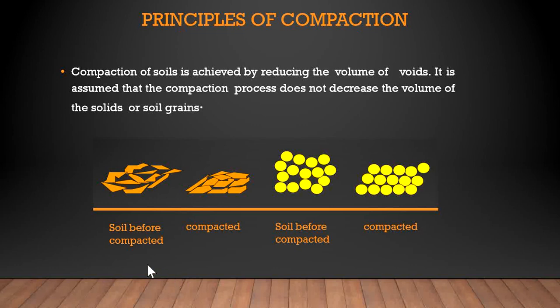Here we can see in the diagrams the soil particles before compaction and after compaction. From the images we can clearly see the presence of voids before the compaction, and after compaction the voids are lesser as compared to the previous one. The compaction of soil is achieved by reducing the volume of voids, and it is assumed that the compaction process does not decrease the volume of solids or soil grains.